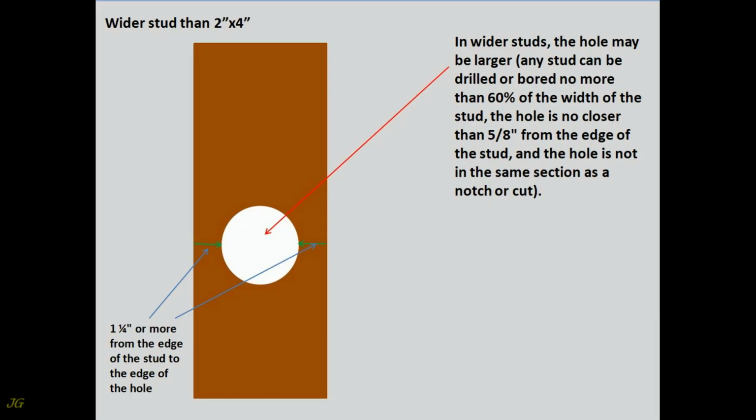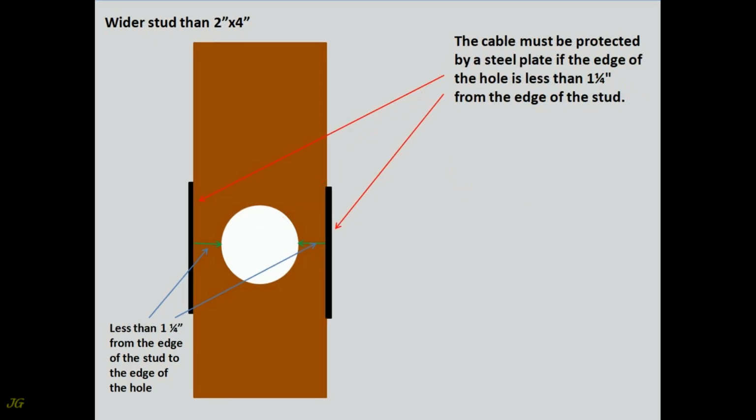In wider studs, the hole may be larger. Any stud can be drilled or bored no more than 60% of the width of the stud. The hole is no closer than 5/8 inch from the edge of the stud, and the hole is not in the same section as a notch or cut. The cable must be protected by a steel plate if the edge of the hole is less than 1¼ inch from the edge of the stud.